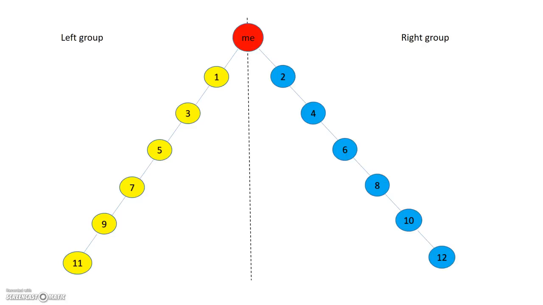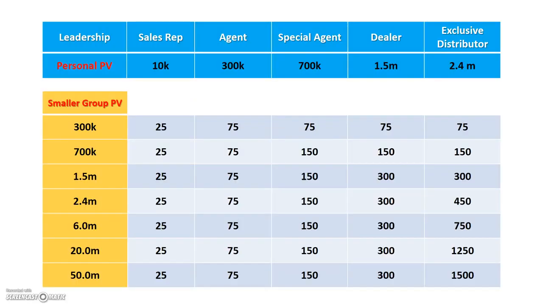I have two groups, one on the left, one on the right. Now this is the chart for our commission. As you can see here, there is 10K, 300K, 700K. This is personal PV. Personal PV is always ours. This is when we buy things into our account and use the products, and these PVs will forever increase. Remember, it will not zero rise. It's yours to keep as long as you have the account.